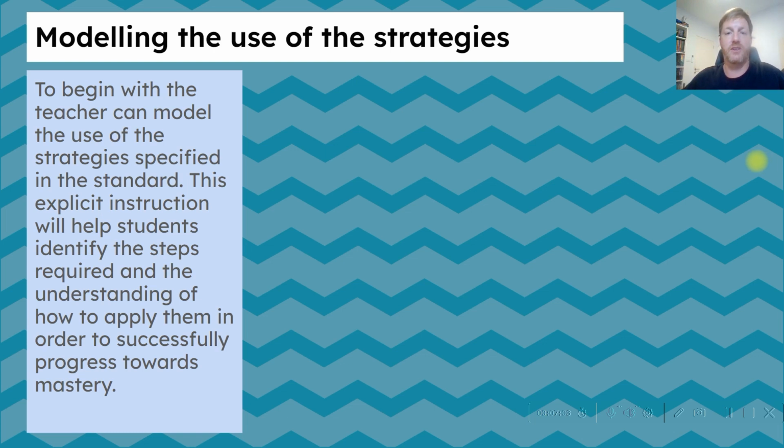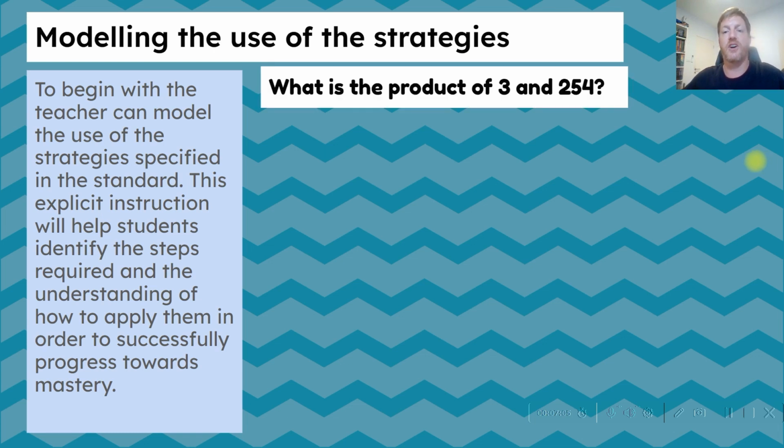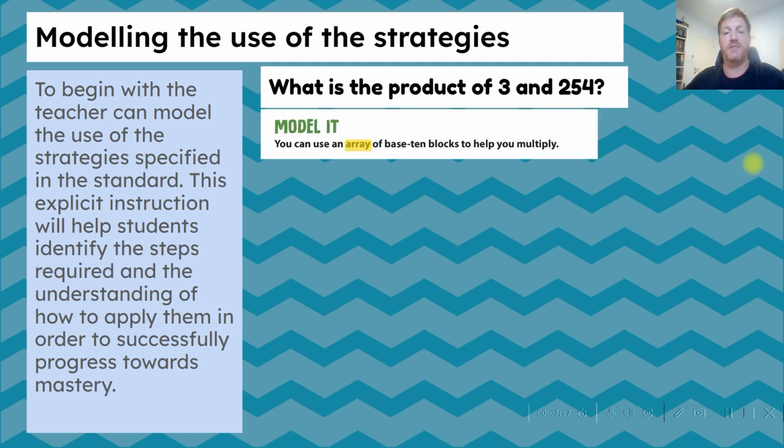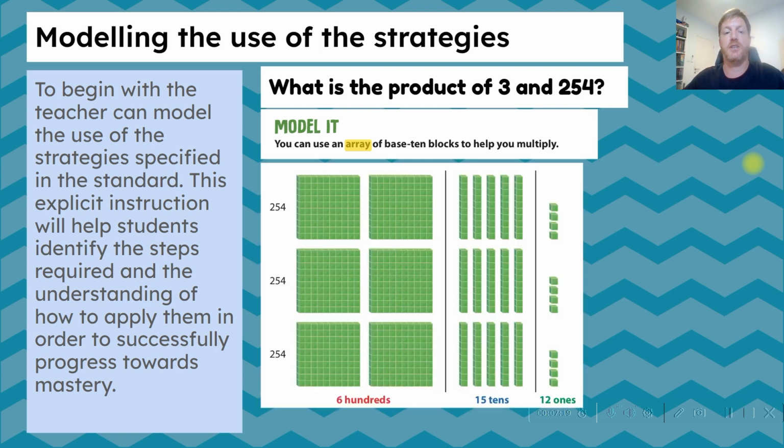So let's have a look at it for an example. What is the product of 3 and 254? We can use an array of base 10 blocks to help them multiply. So here we've got the 254, and it has been shown 3 times.